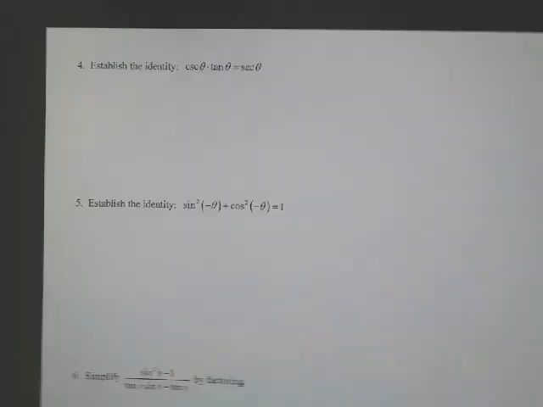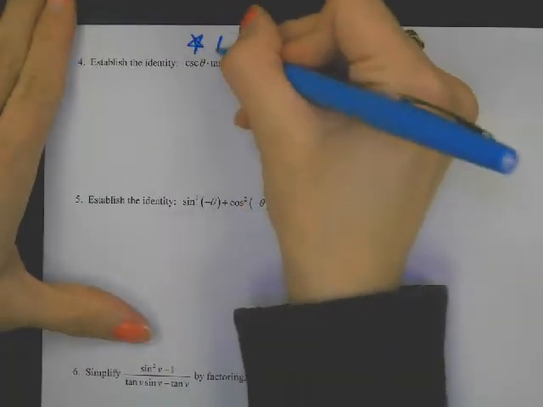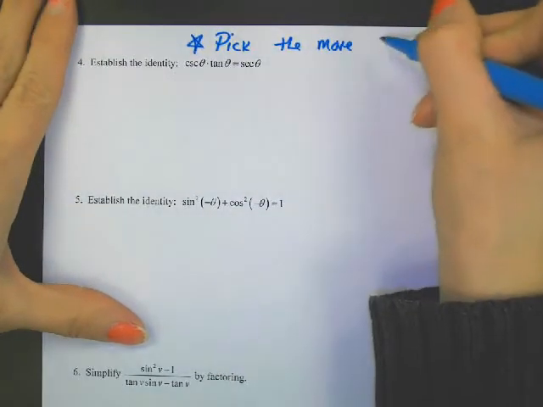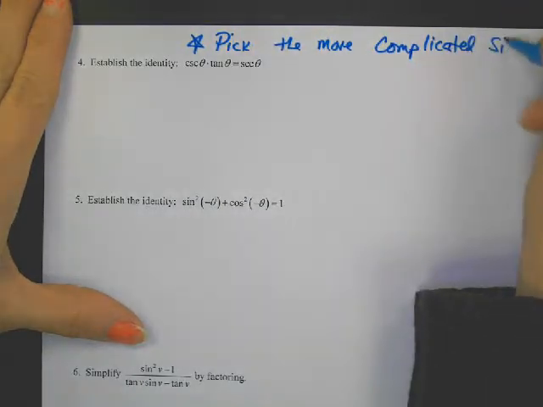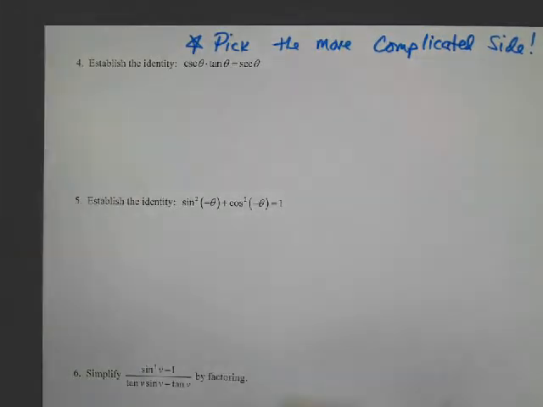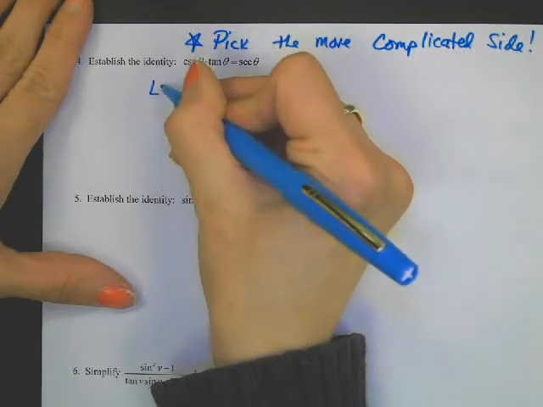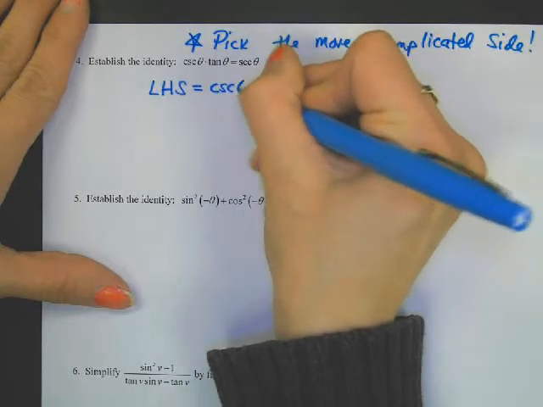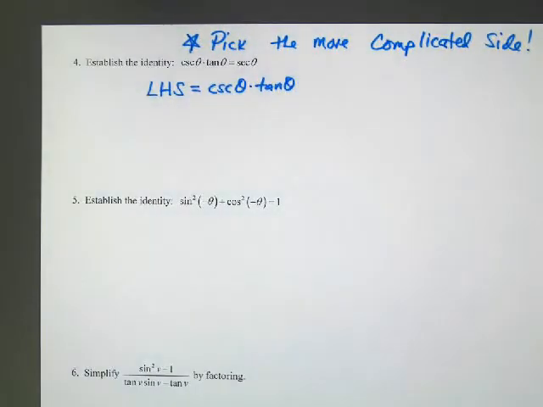Okay. Establish the identity. Would you like to work on the left-hand side or the right-hand side? That's kind of a tricky question because, here's another little note, you always pick the more complicated side. It's so much easier to simplify something than to complicate it just the right way. So let's take the left-hand side. Left-hand side equals, and let's write down the left-hand side. We're going to work on it until it turns into secant.